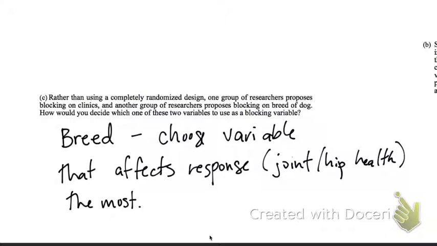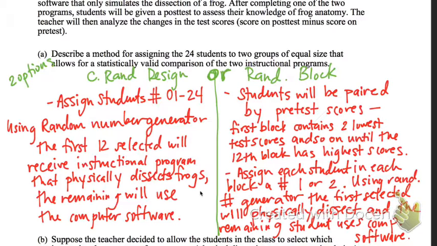If you said breed but got the why wrong, is that partially correct? You would get a partial if you just said breed but didn't explain why. If I did explain why, but it was wrong, that's still partial. You need to block the breed because it's the most confounding.